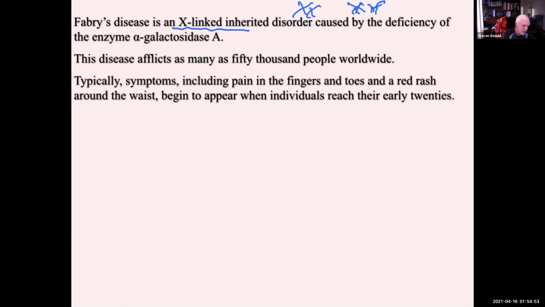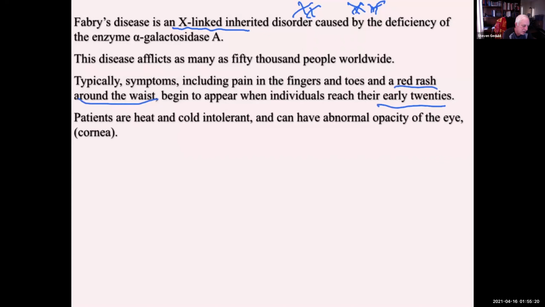Symptoms include pain in the fingers, toes, and a red rash around the waist. It's a very distinctive rash. I'll show you a picture. It's not your regular rash that you see. If you see this in the clinic, one of your first proposed diagnoses should be Fabry's disease. It begins to appear when individuals reach their early 20s. So pain in their fingers and toes and a red rash around their waist.